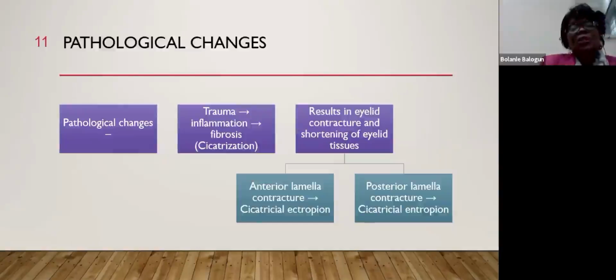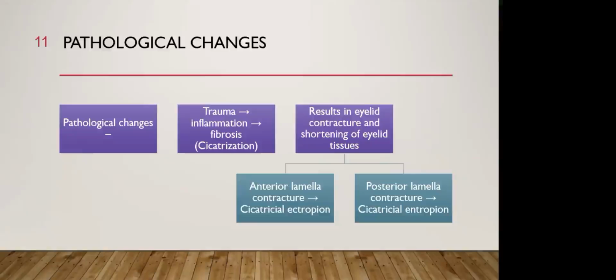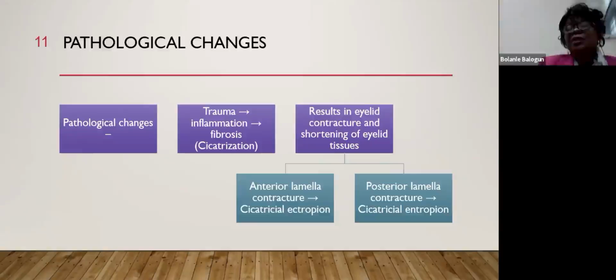So what are the pathological changes that we have in the eyelid following trauma? It's basically the same as we have in any trauma. Inflammation is the main thing that takes place. And following inflammation, the body wants to heal the injured tissues. So there could be fibrosis, which we describe as cicatrization. And when we do not manage our patients properly, then there could be complications of the eyelid.